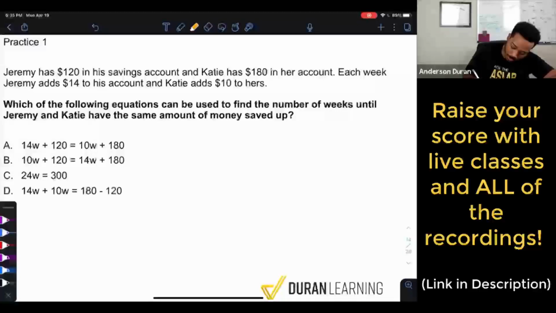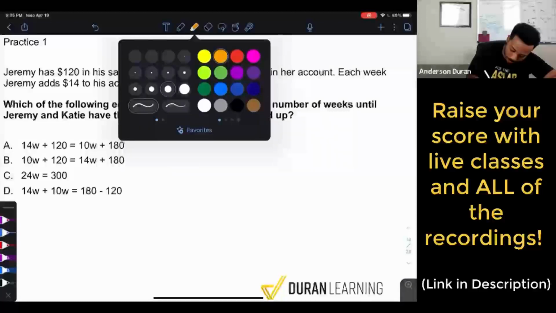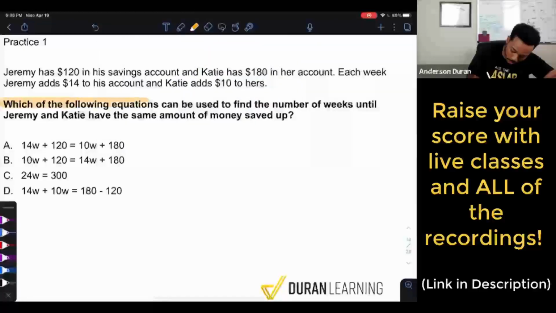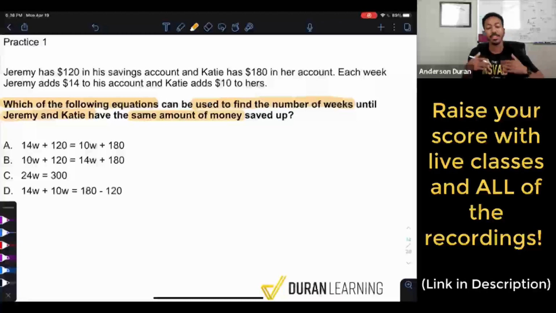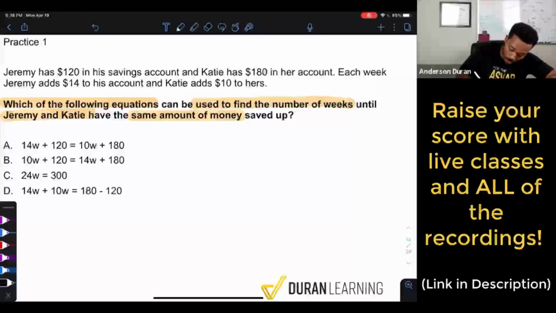But there it is right here. Which of the following equations, let me go ahead and make this bigger, can be used to find the number of weeks until they have the same amount of money? So we want to set up an equation so we can find out when Jeremy and Katie are going to have the same amount of money in their bank accounts. All right, cool. So with that said, we know the goal. Write an equation.